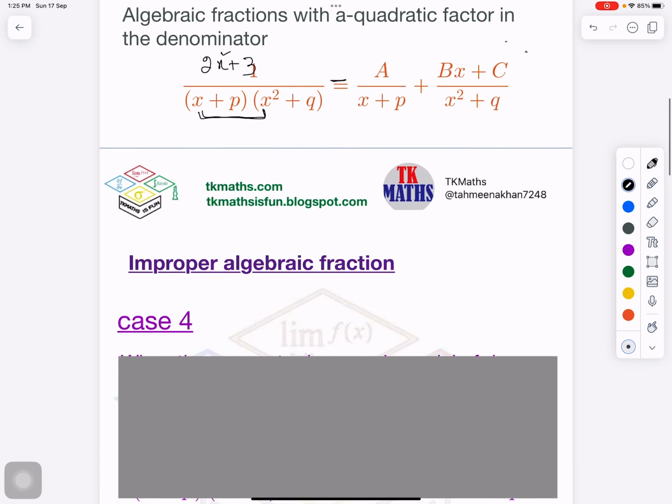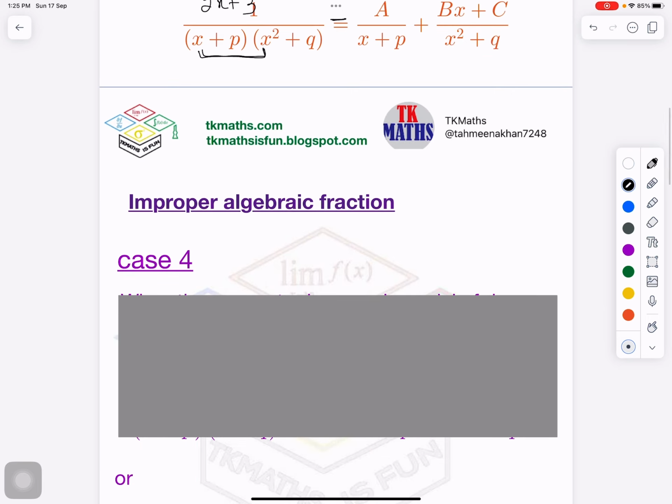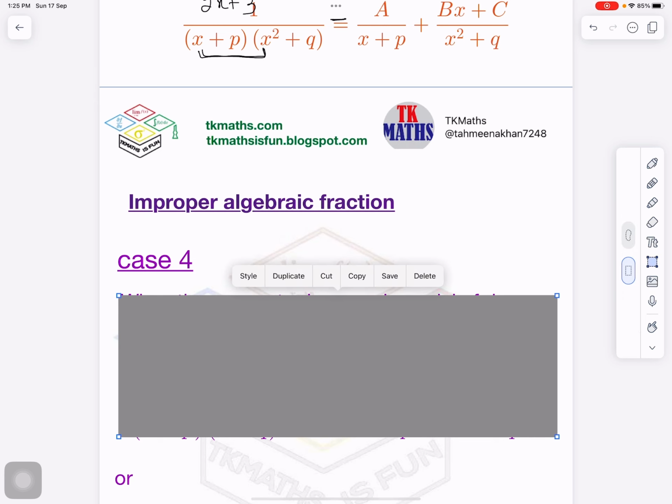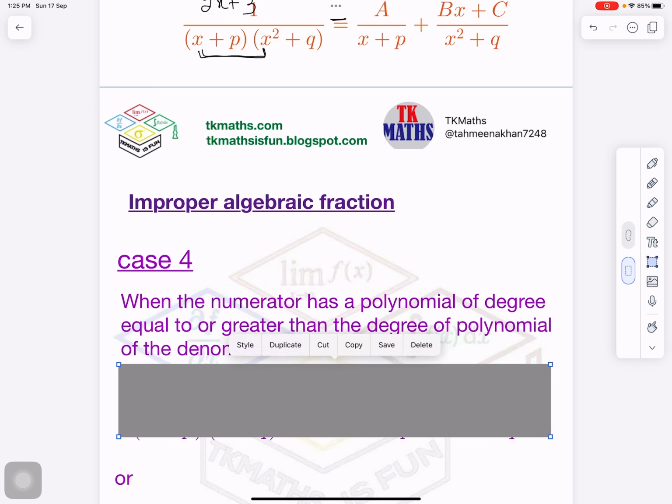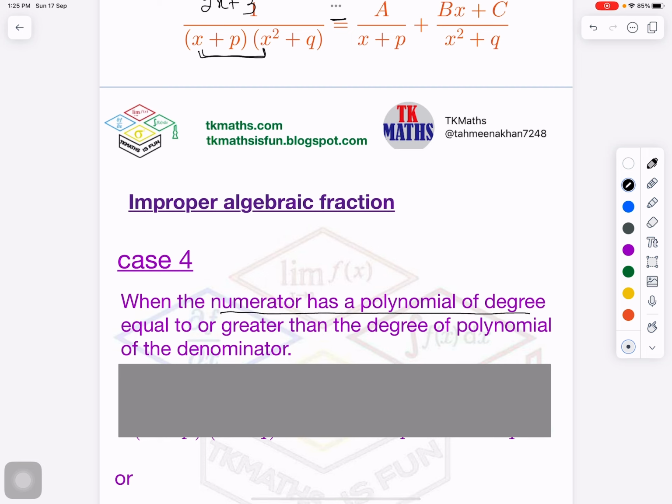Now case number 4 is improper algebraic fraction. Now what is improper algebraic fraction? The case in which the numerator has a degree of polynomial either equal or greater than the degree of polynomial of the denominator. In your syllabus, in CIE A-level P3, the cases of equal are part of the syllabus, not this one. But just for the sake of definition, I'm writing it completely here.